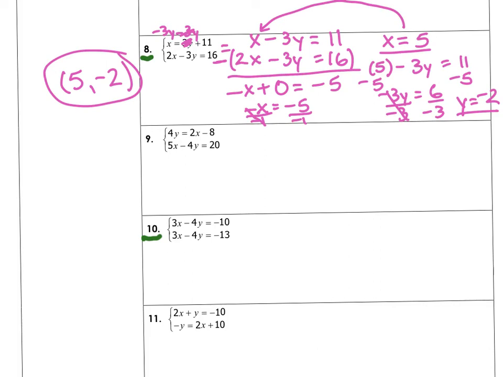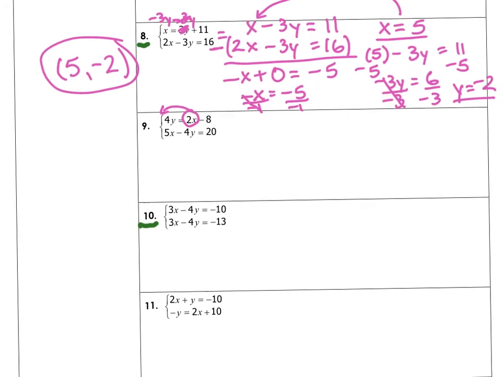Last but not least, I wanted to do number 10. Number 9 is very much like number 8. You just have to move one variable to the other side. In this case, I'd recommend moving the 2x over so that you have the 2x and the y on one side instead of moving the 4y over.